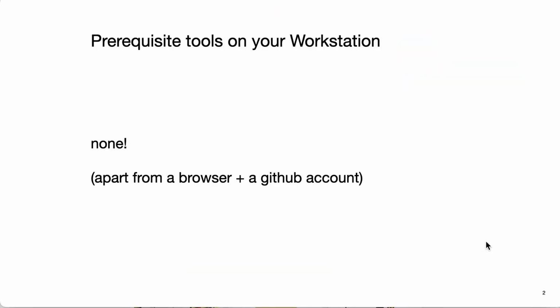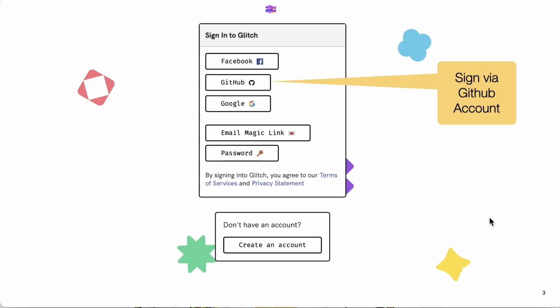So what do you need? You don't need anything. When we were working with Play, we had to install the Play framework. That of course sat on top of the Java environment, which we had to install. And then we went off and installed IntelliJ IDEA, made sure it was licensed and so on. Well, the nice thing about this environment is you don't need any of that. We're just using a browser and our GitHub account to log in. So you can sign in via GitHub. There are other options as well.